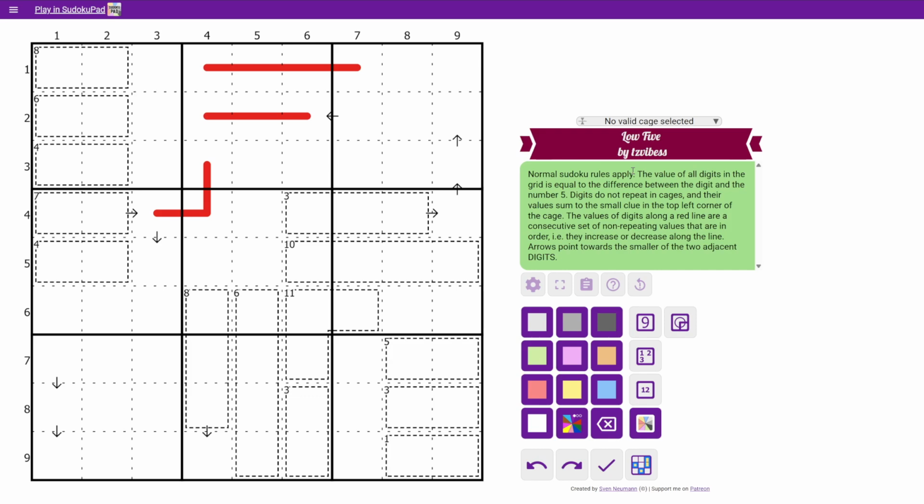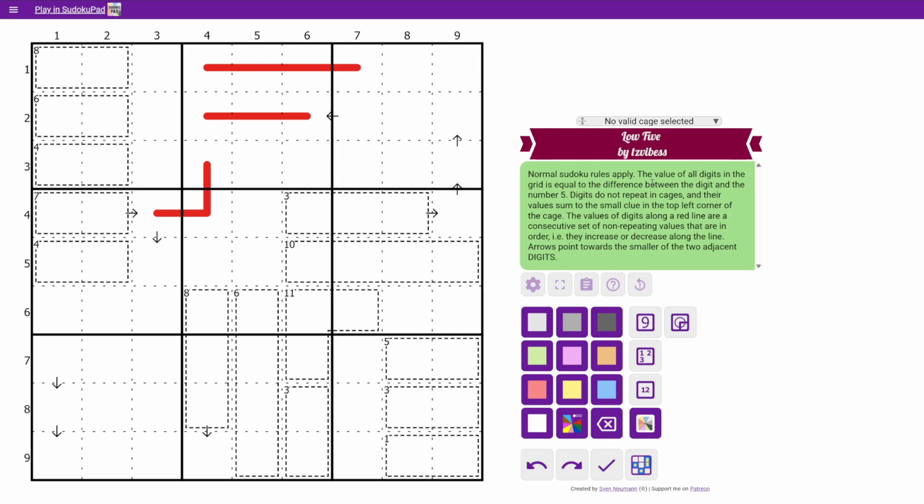tzvibess, I think, called Low 5. The rules are normal Sudoku rules. The value of all digits in the grid is equal to the difference between the digit and the number 5.